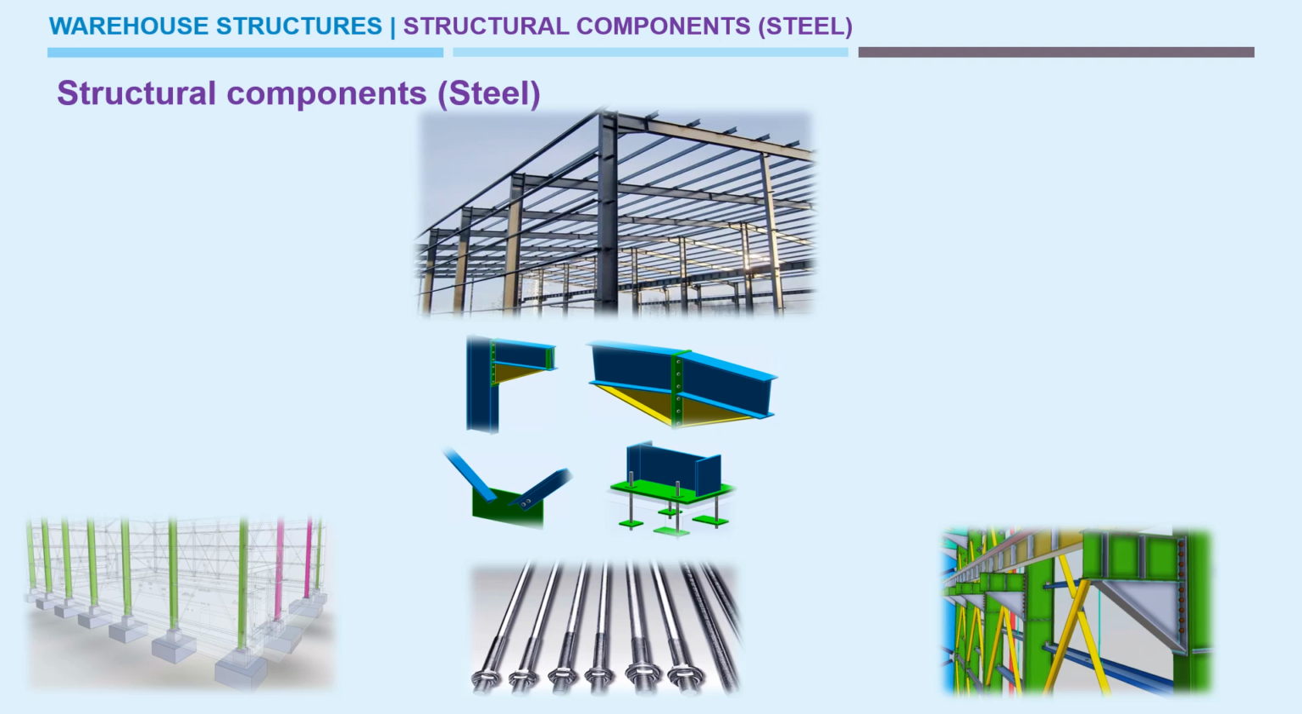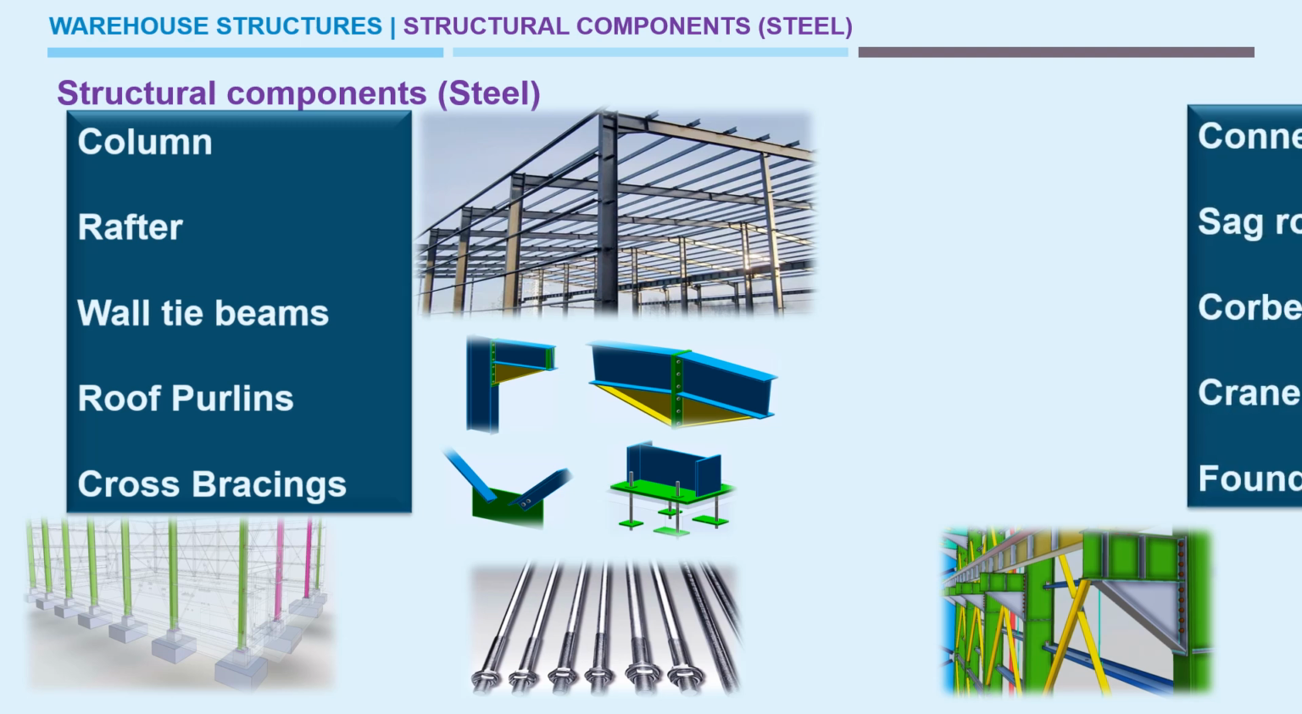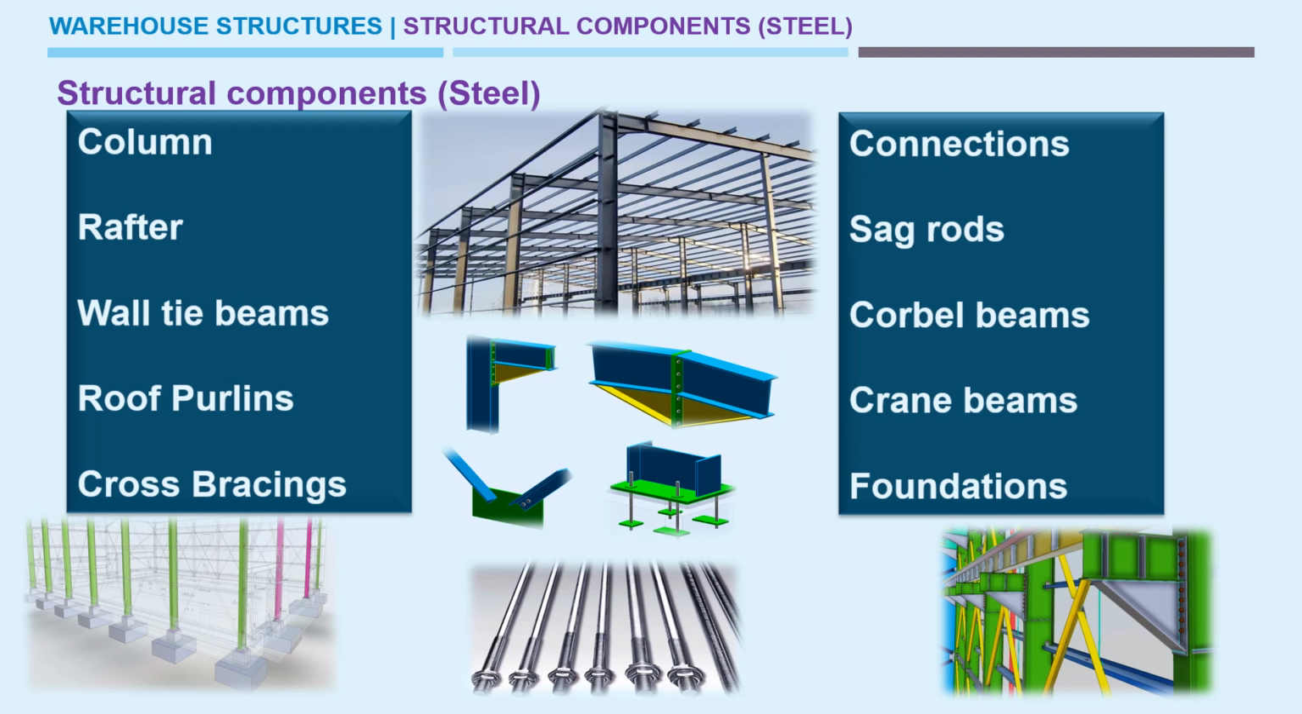Now we are at the summary of this video. We have seen columns, rafters, wall tie beams, roof purlins, column cross bracings, and four connections, the sag rod requirement, and corbel beams and crane beams required for the lifting and transportation of material inside the building. That is the crane requirement and the lifting hook requirement. And finally we have also seen the foundations. These are the pictures related to what we have discussed. With this we can end this video and we will look at more videos in the upcoming ones.